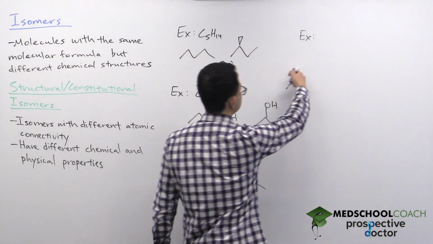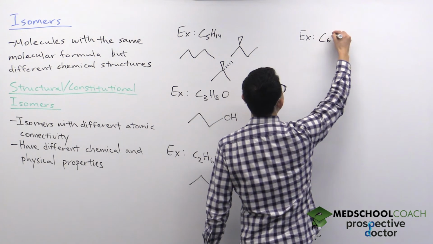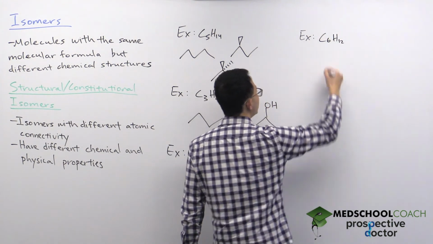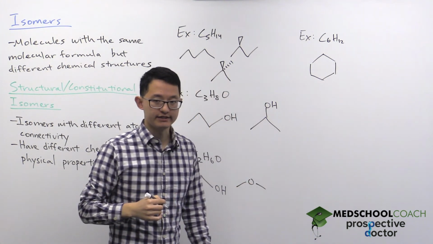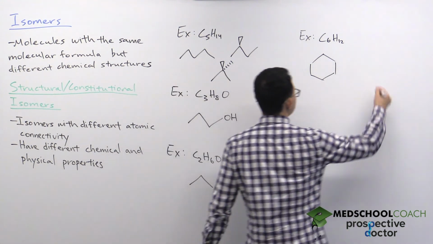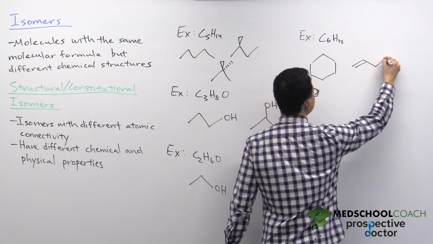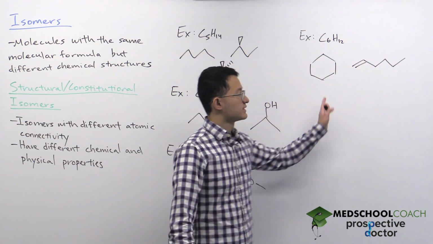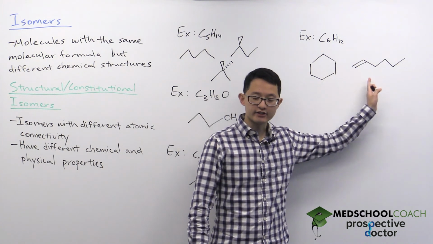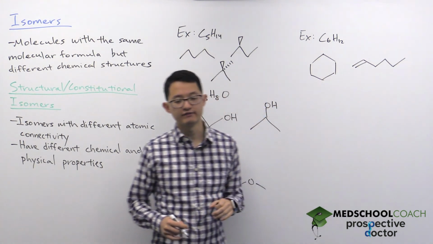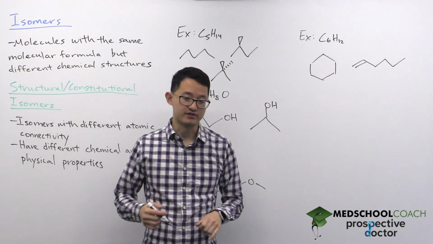Another example we can consider, for instance, would be C6H12, which could be cyclohexane, where you've got a ring structure, versus 1-hexene. In both cases, same molecular formula, but clearly very different structures due to atomic connectivity and different chemical and physical properties.